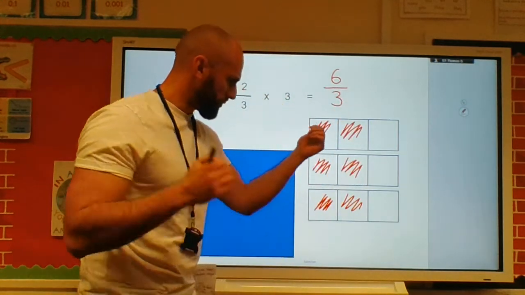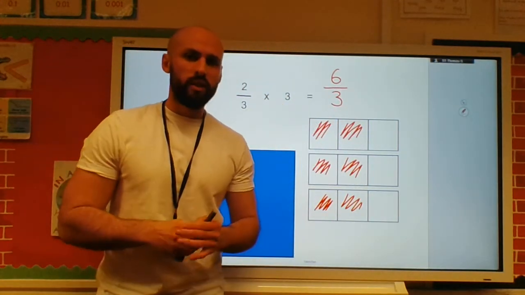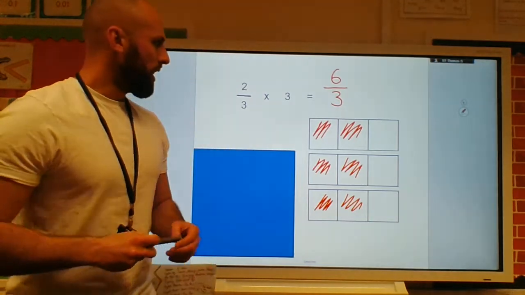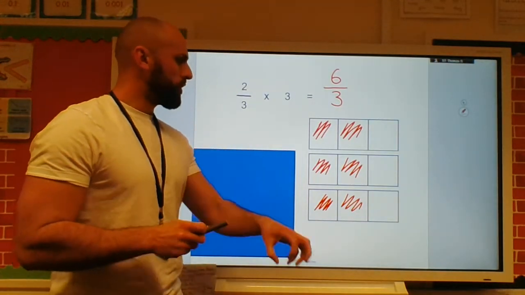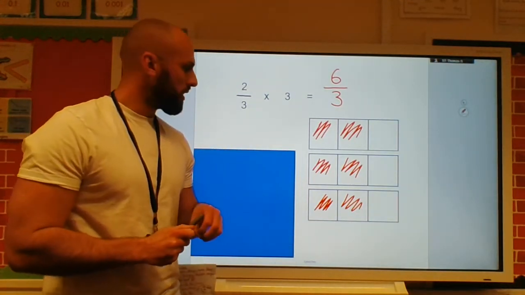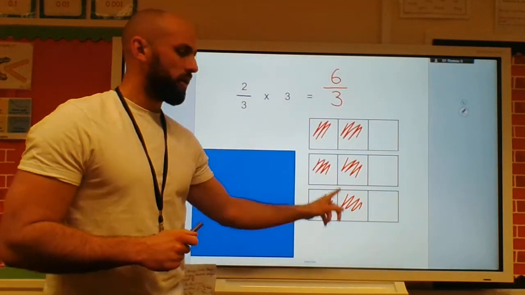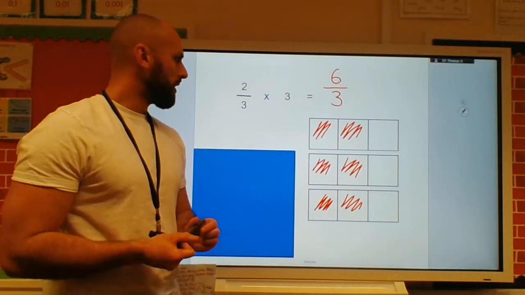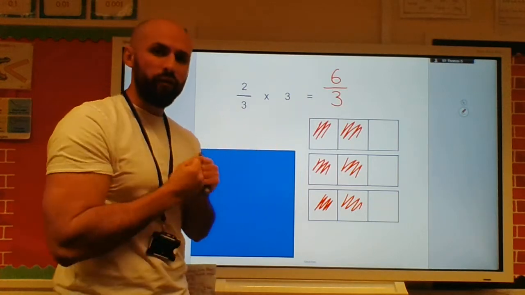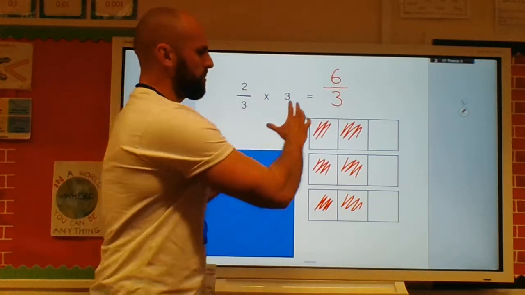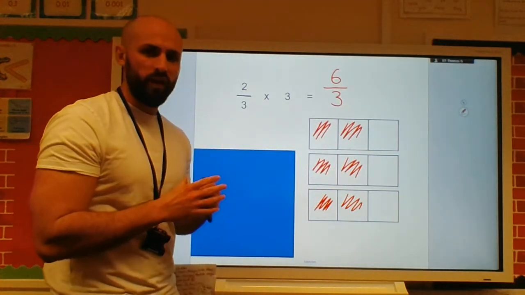Think of it, if this was 3 different cakes and you took 2/3 from each cake, you'd end up with 6/3. Okay? So the amount we have changes, the how many parts to the whole is unaffected.